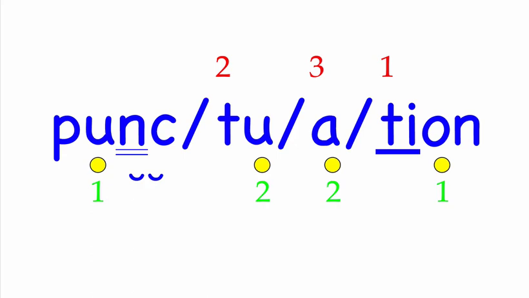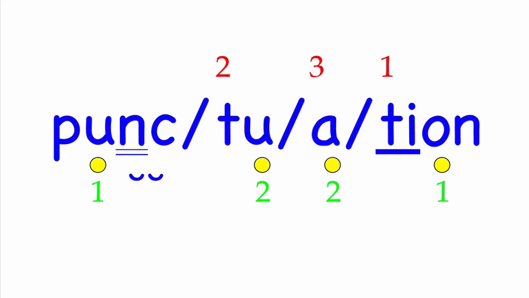NC is a blend we need to protect in this word, so we put half circles under the N and the C to keep them together in the first syllable. Notice the N has a double line under it because it's representing its second sound. When N is followed by the sounds G or K, then N will represent its second sound.